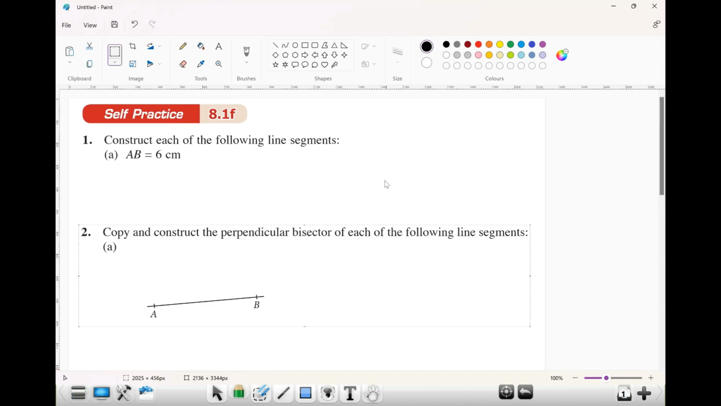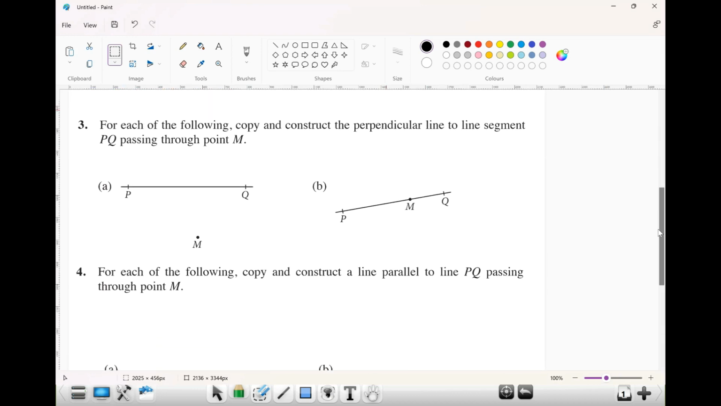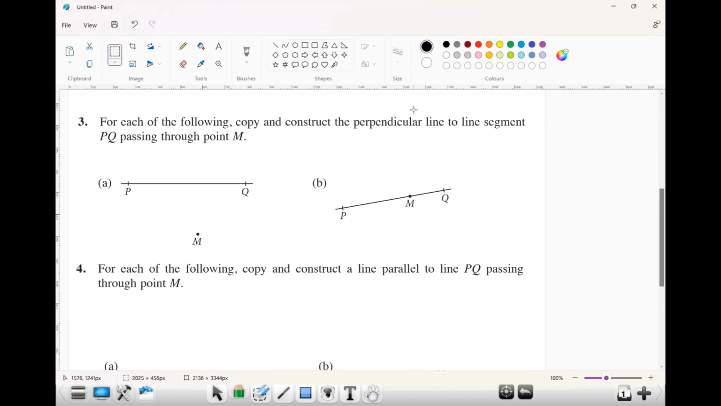So this is your question number 3. You will have to construct the perpendicular line to the line segment PQ passing through point M. So for number 3, I want you to copy this diagram here in your A4 paper. So I'm going to show it to you here. Let's do it together.